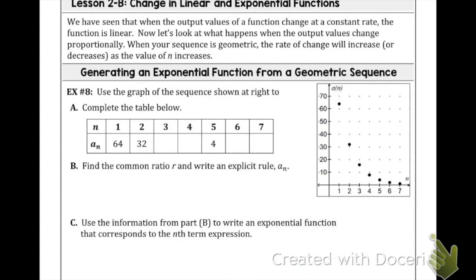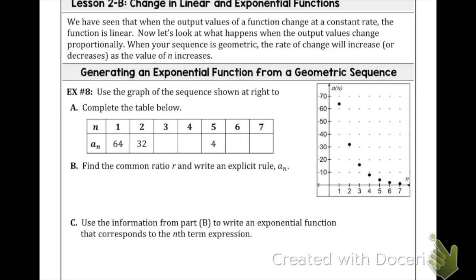Okay, here is the beginning of lesson 2, unit 2, part B. So now we're going to look at this geometrically, right? So we've seen that when the output values of a function change at a constant rate, the function is linear. Now let's look at what happens when the output rates change proportionally. When your sequence is geometric, the rate of change will increase or decrease as the value of n increases, right? So as n is getting larger, our rate of change is going to get larger, or it's going to be getting smaller. So use the graph shown on the right to complete the table.